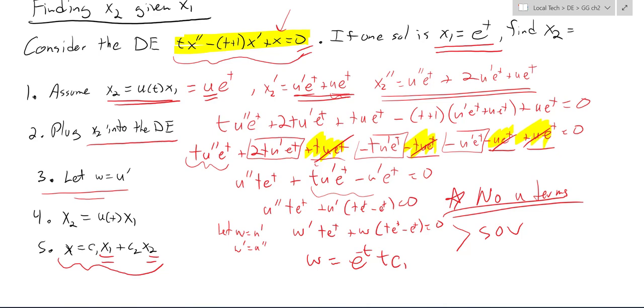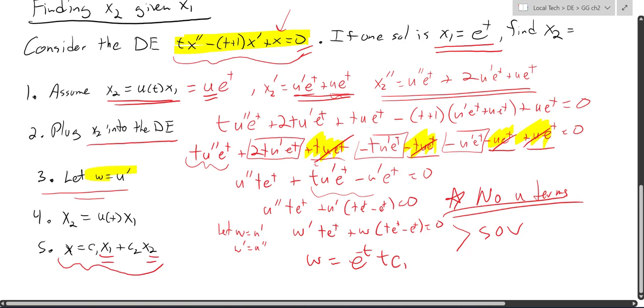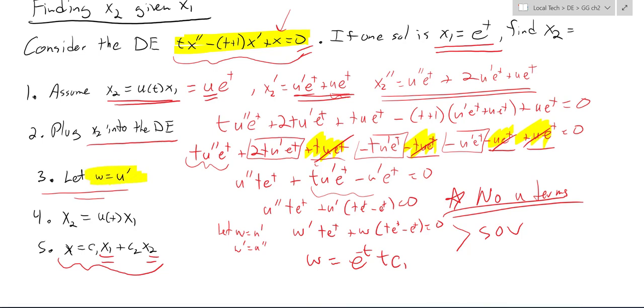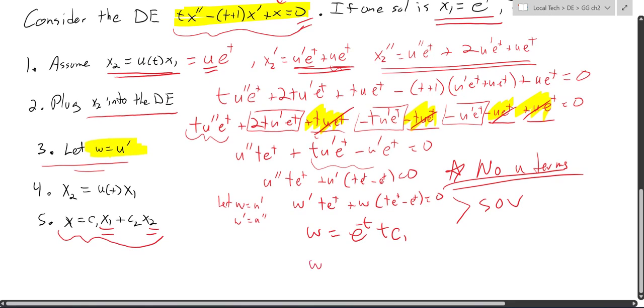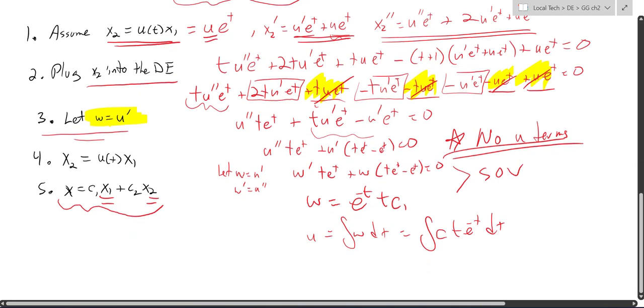But having solved that, I now know a value for w. But my original goal was to find u. So to find u, I need to integrate. To find u, I need to integrate my value of w with respect to t. So that will be the integral of constant times t e to the negative t with respect to t. So I'll pull my constant out front, and I'm integrating this.